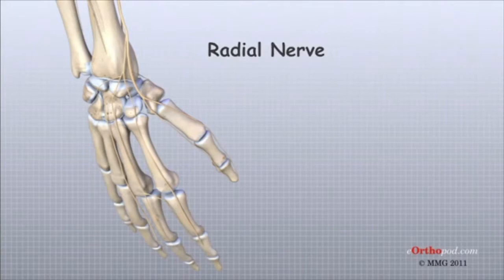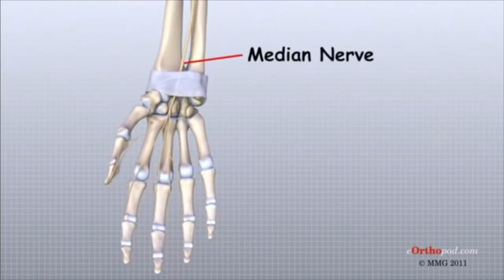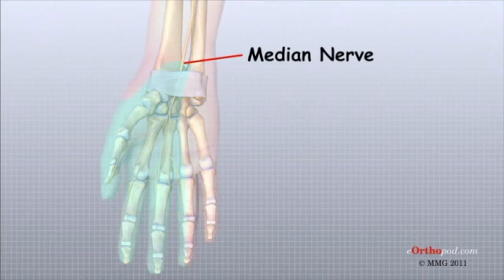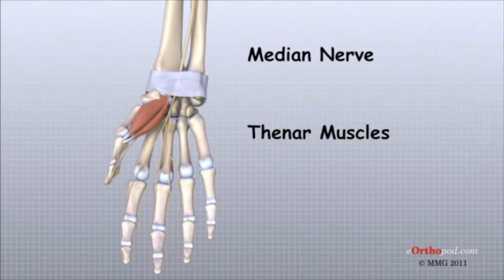ring and middle fingers. The median nerve travels through a tunnel within the wrist called the carpal tunnel. This nerve gives sensation to the thumb, index finger, long finger, and half of the ring finger. It also sends a nerve branch to control the thenar muscles of the thumb. The thenar muscles help move the thumb and let you touch the pad of your thumb to the tips of each finger on the same hand, a motion called opposition.